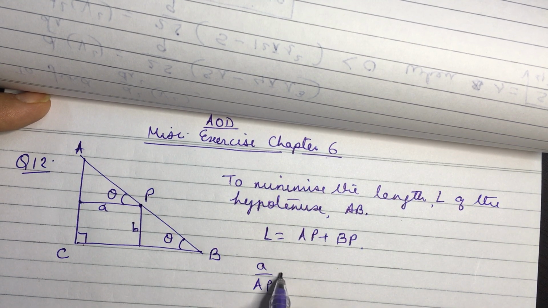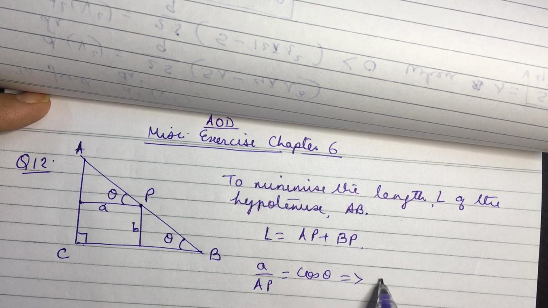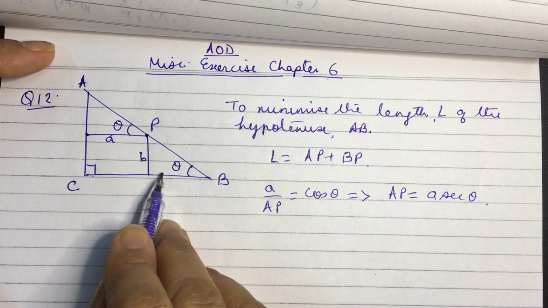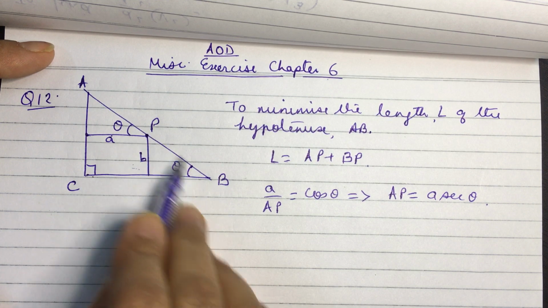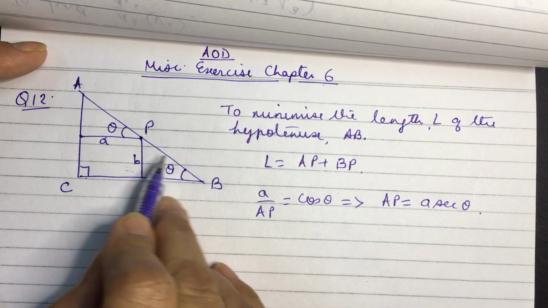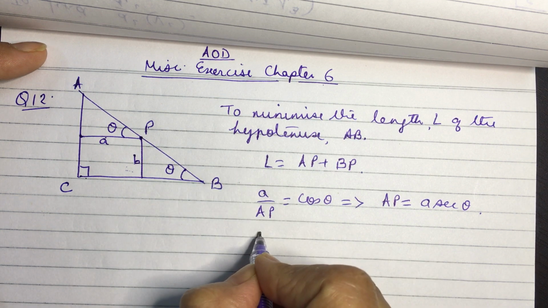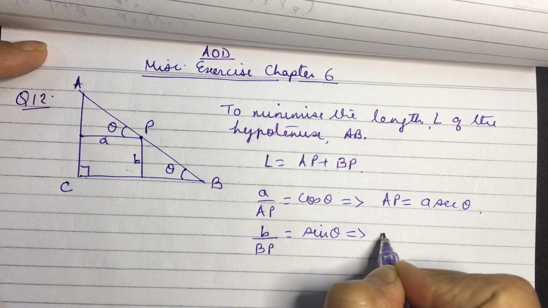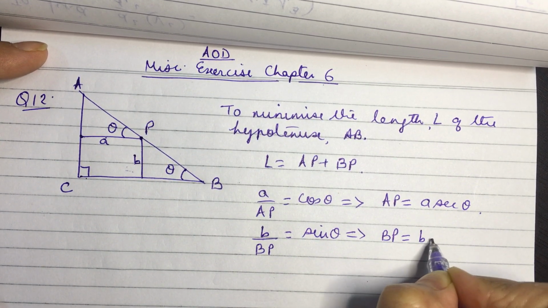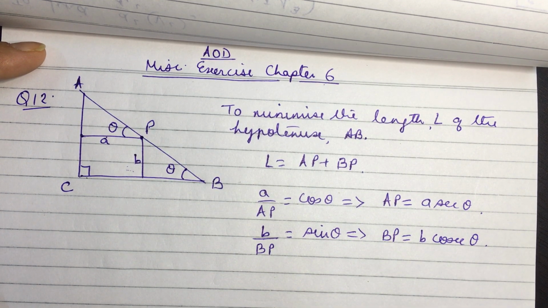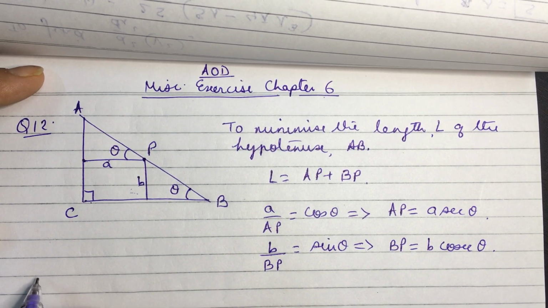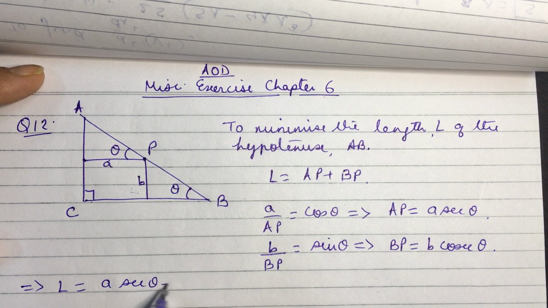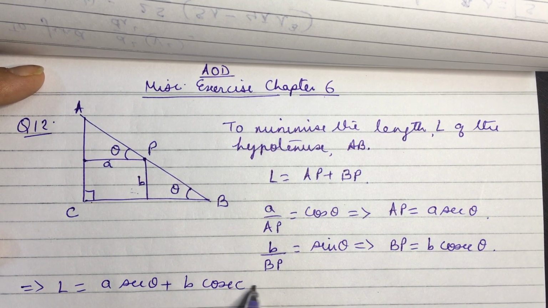So, we get A over AP equal to cos theta, which gives us AP equal to A sec theta. Similarly, in this triangle, we know the opposite side and we are required to find the hypotenuse. So, the relation between opposite side and the hypotenuse is B upon BP equal to sin theta, which gives us BP equal to B cosec theta. Now, it implies that L equals A sec theta plus B cosec theta.